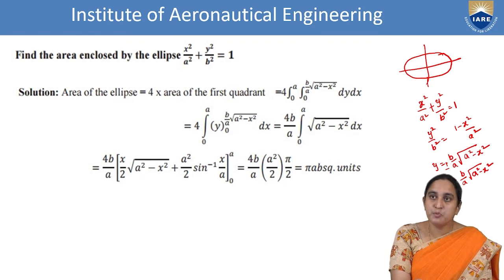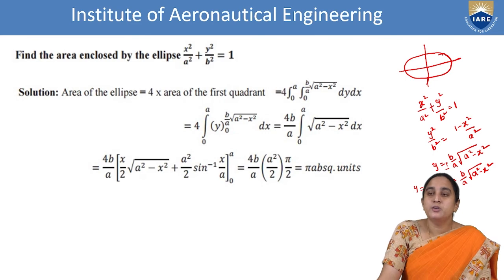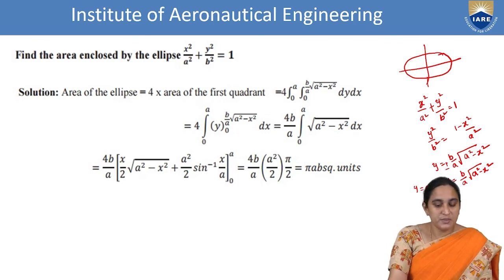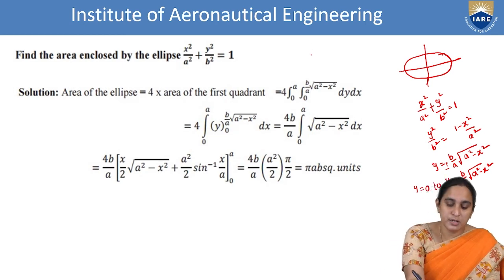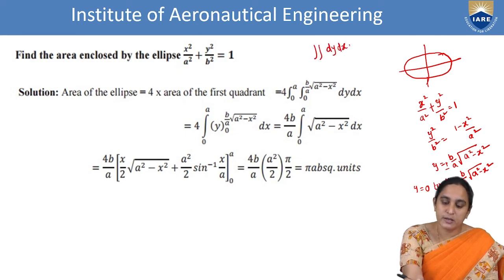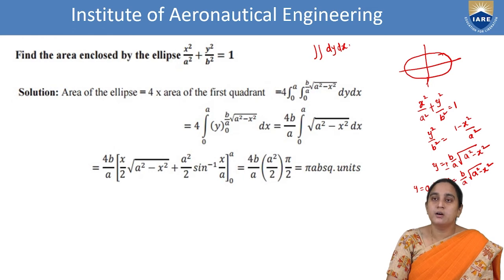But what about the initial point of y? Here we are calculating from the origin, so the initial point is y equal to 0, up to y equal to b by a into root a square minus x square. From the equation I got the y limits in terms of x. Which formula am I using for that? 4 times the double integral of dy into dx.